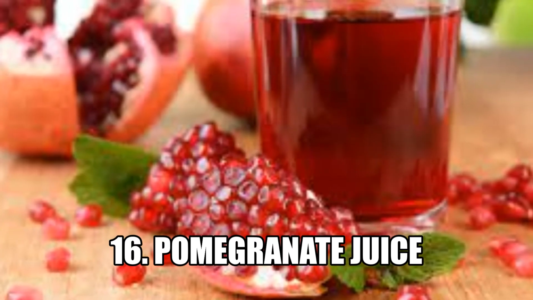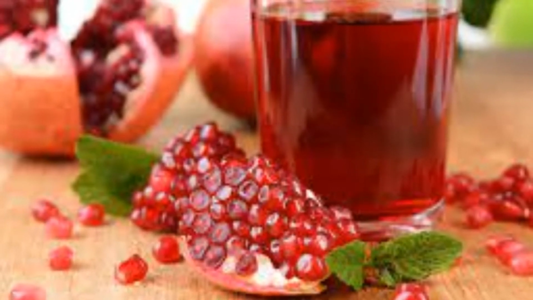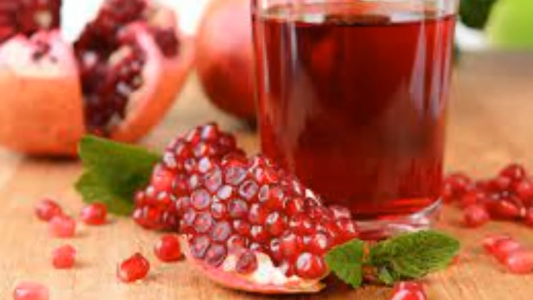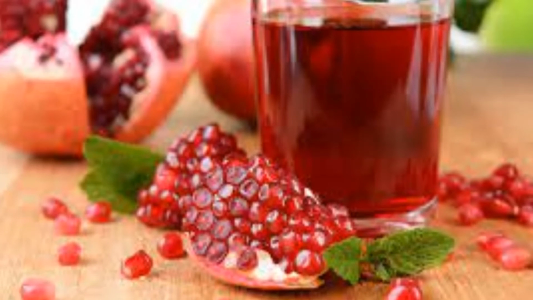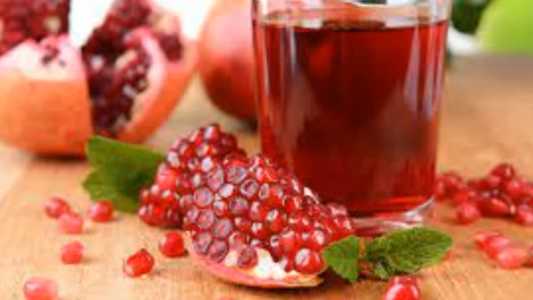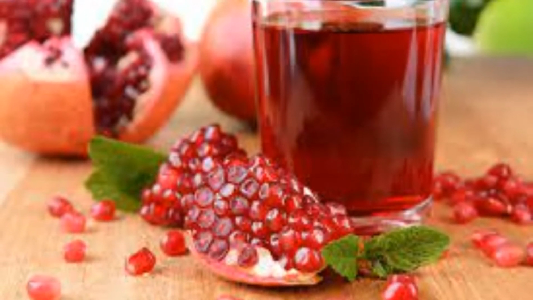16. Pomegranate. Pomegranate is rich in antioxidants that flush out the bacteria. It also contains vitamin C that boosts your immune system for quick recovery from UTI. This juice should, therefore, be an essential part of the UTI diet.